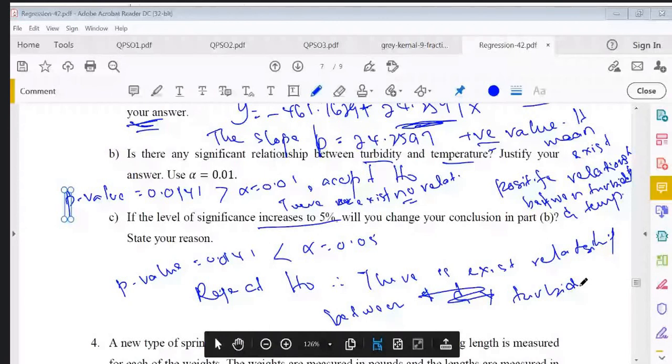Okay, we finish this chapter. Any question for this one? Any question? Ada tak soalan nak tanya?